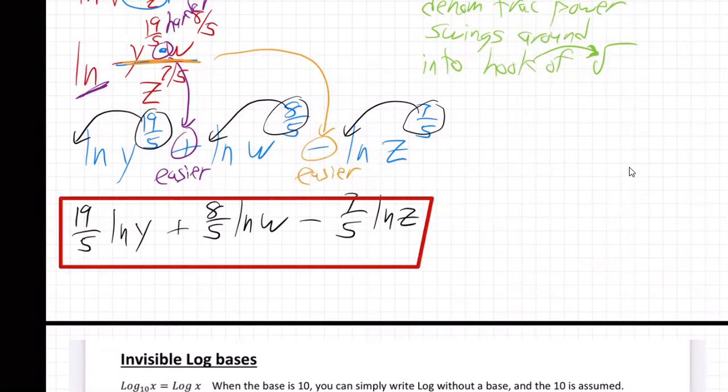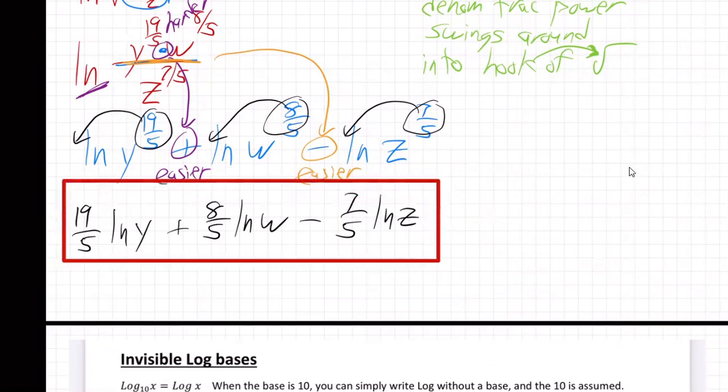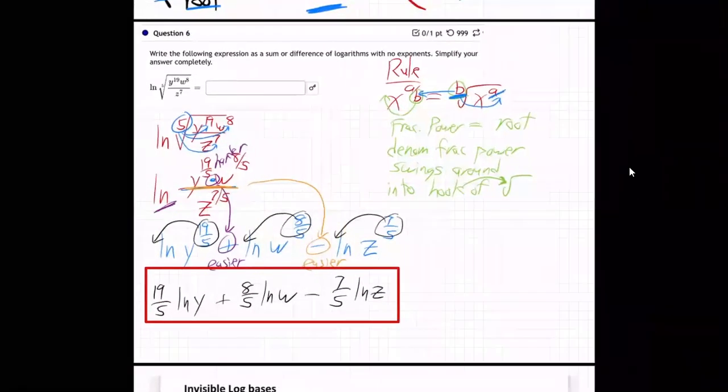Oops, kind of blew that a little bit, didn't I? There we go. There it is. There's the answer to that one. What did we do? What they said? We absolutely did what they said. Sum or difference, adding, subtracting, several logs, no more powers. Simplified it as much as possible. We did. There we go.